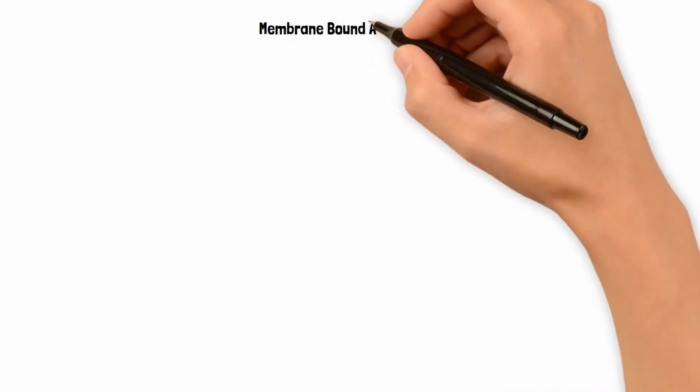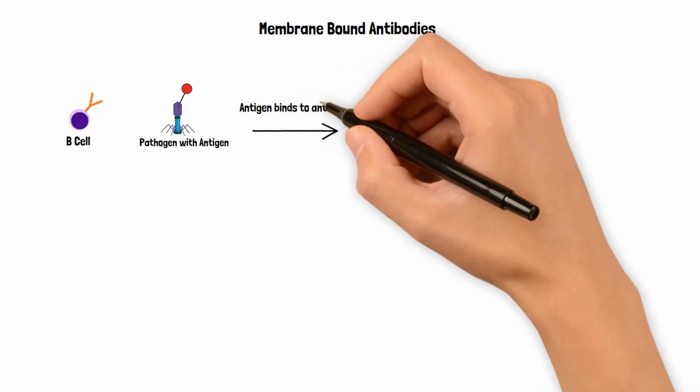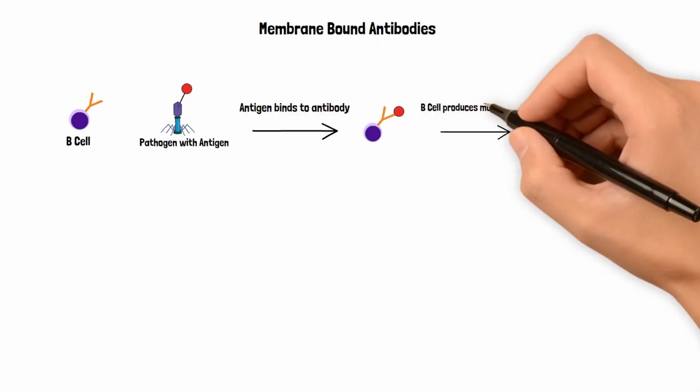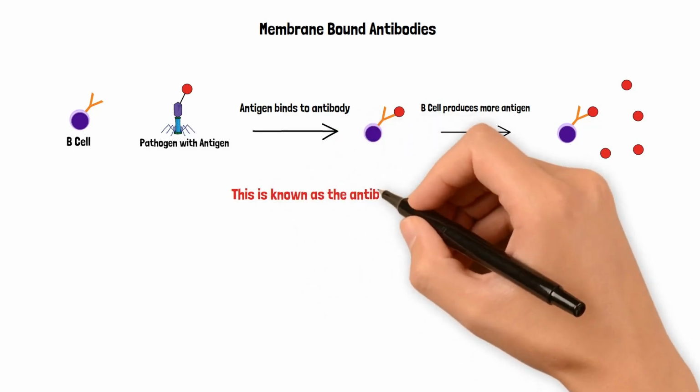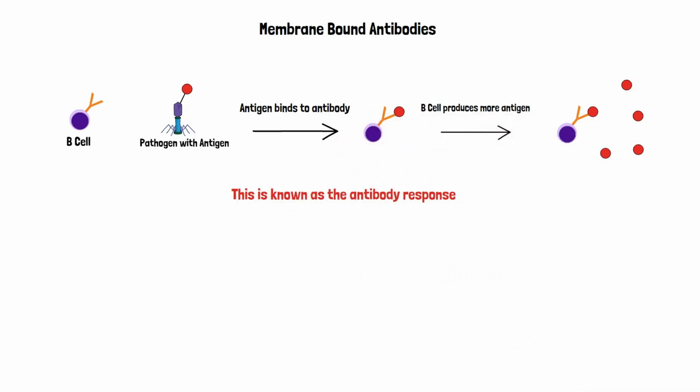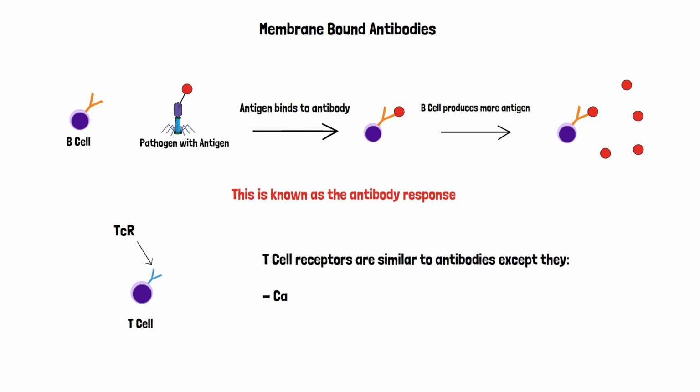Antibodies bound to the B cell membrane can attach to the antigen of a pathogen, triggering the B cell to produce more antibodies. This is known as an antibody response. Remember, antibodies are also called immunoglobulins. T cells have receptors similar to antibodies called TCRs. However, they can only recognize small peptides attached to the MHC molecules and they remain on the surface of the cell and are not found in the blood or body fluids.